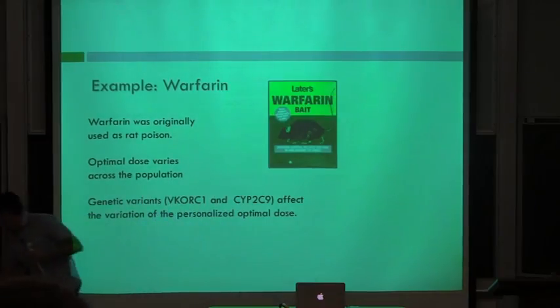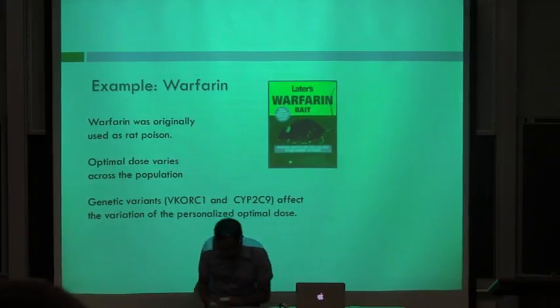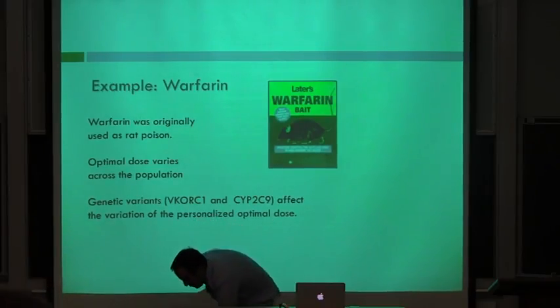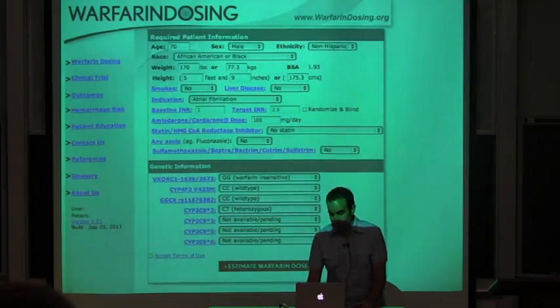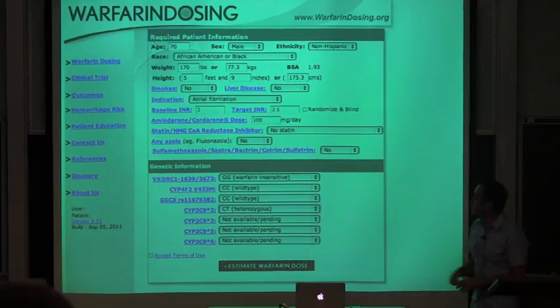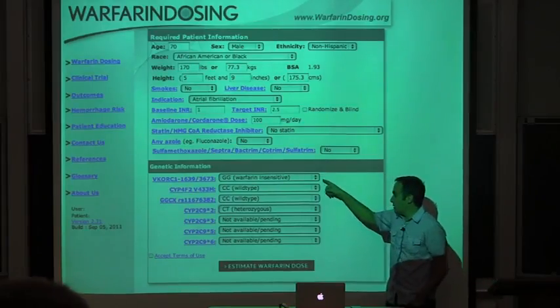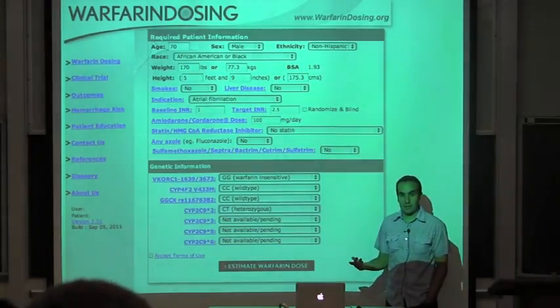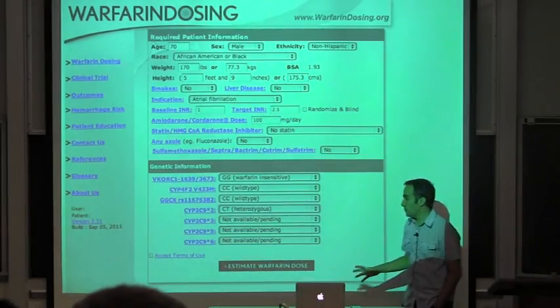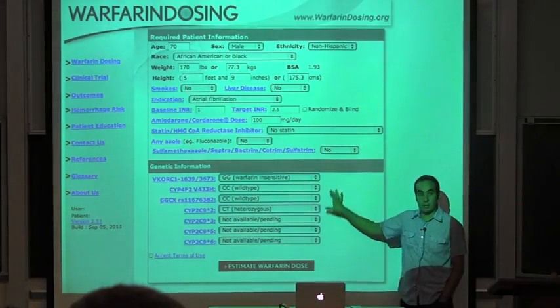So now that they know this, they can actually test individuals to see if they have these variants. And there's a website you can actually go to, called warfarindosing.org, if you ever have to take warfarin. You plug in a lot of information about yourself, and a bunch of your genetic variants at these positions, and then it'll tell you what dose to start at. So that's an example of personalized medicine. It's personalized because it's based on your own genetic profile.